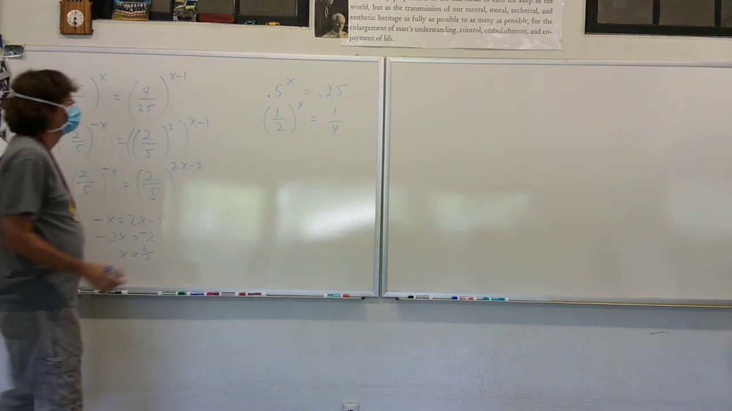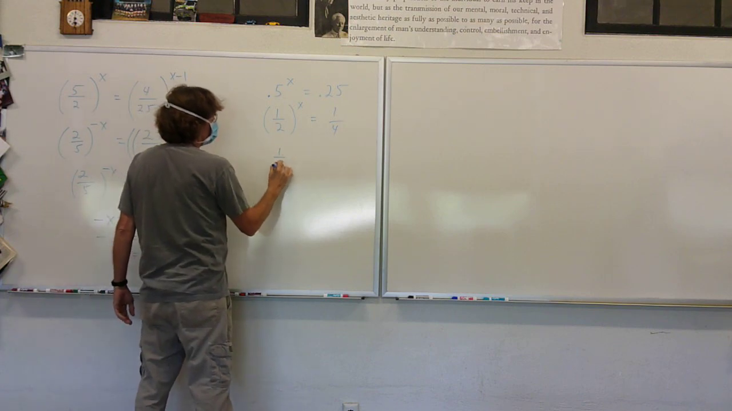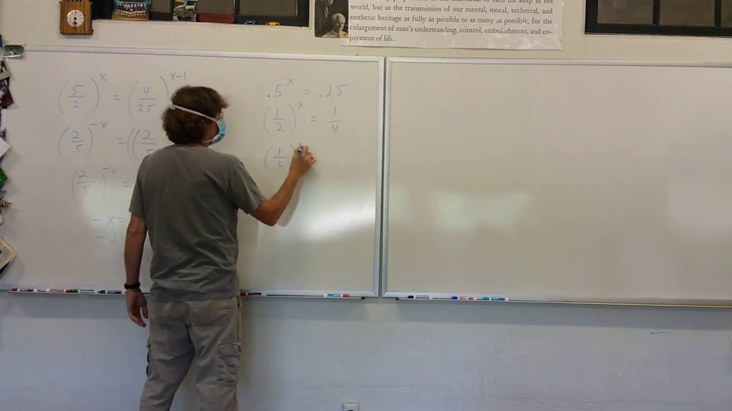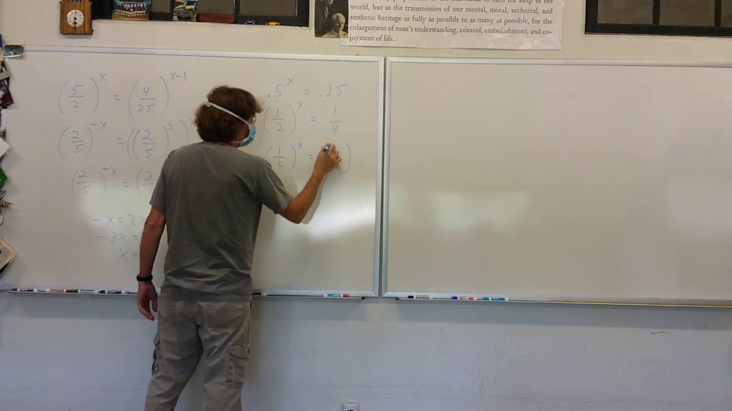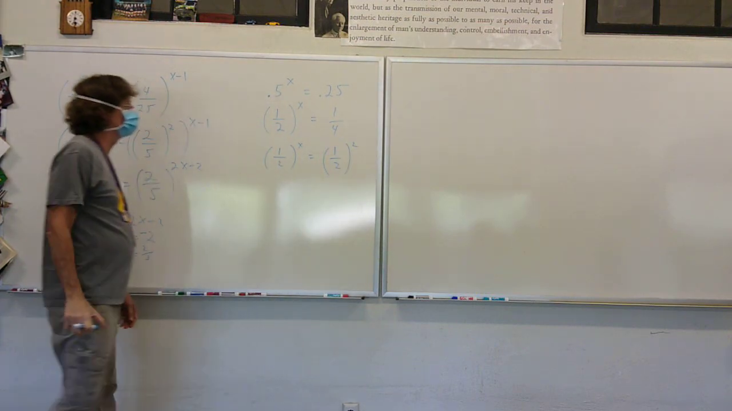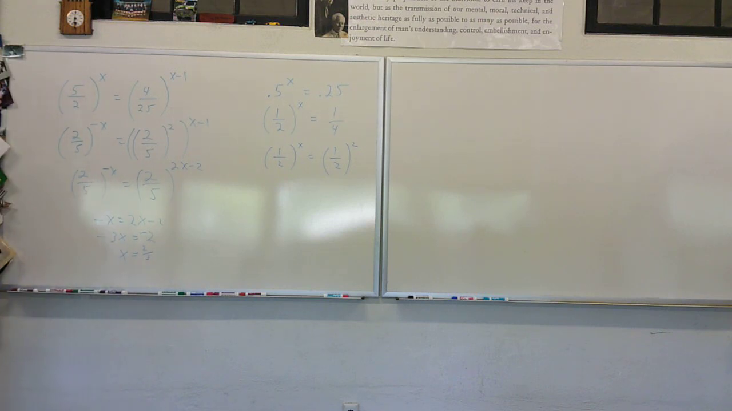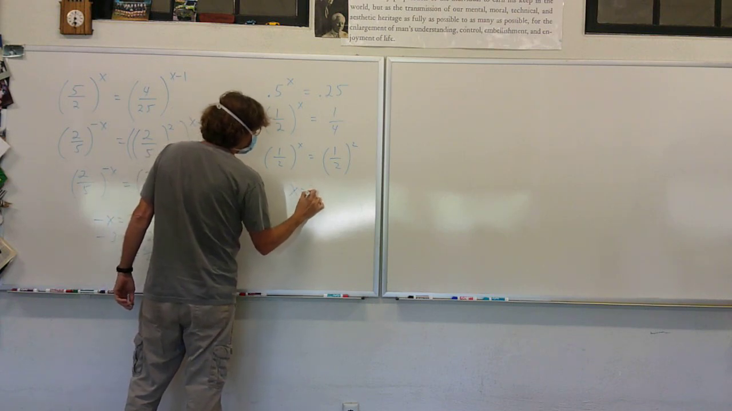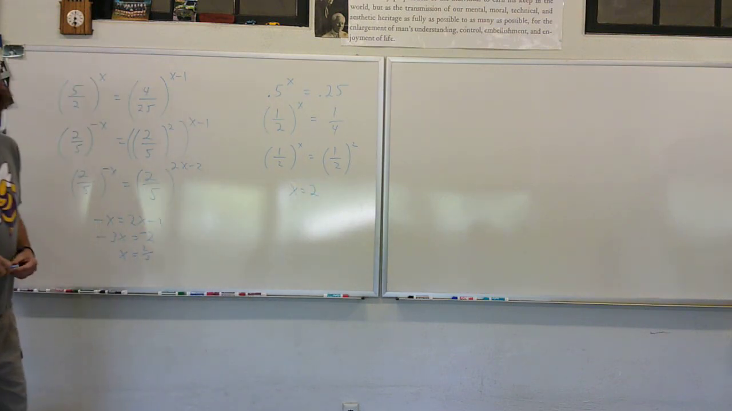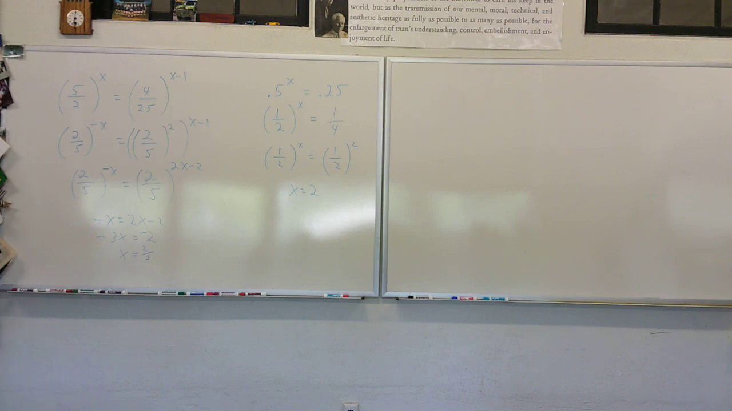Now, 1/2 raised to the x is equal to 1/4 would be what? 1/2 what? Squared. So 1/4 is the same thing as 1/2 squared, and you get x equals 2. It'll be easy to do these if you will change the decimals to fractions. Don't ever try to work them as decimals. Okay?